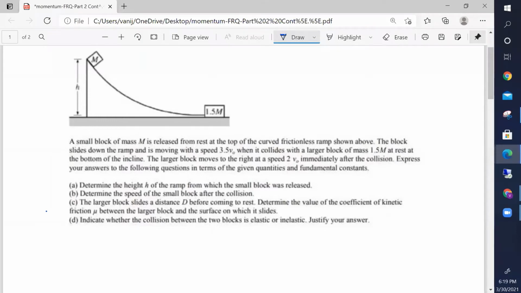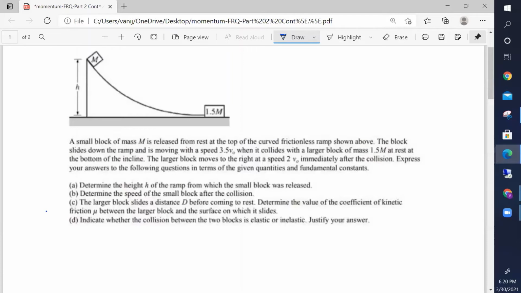Let's go ahead and read the problem first. A small block of mass m is released from rest at the top of the curved frictionless ramp shown above. The block slides down the ramp and is moving with a speed 3.5 v0 when it collides with a larger block of mass 1.5 m at rest at the bottom of the incline. The larger block moves to the right at a speed of 2 v0 immediately after the collision.